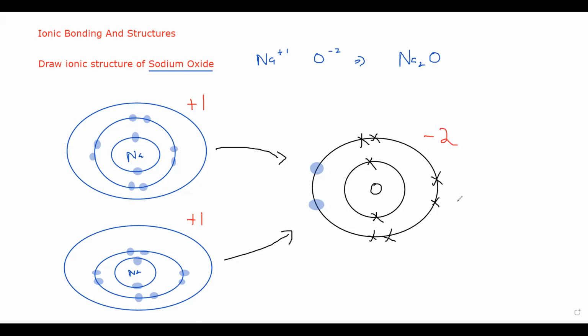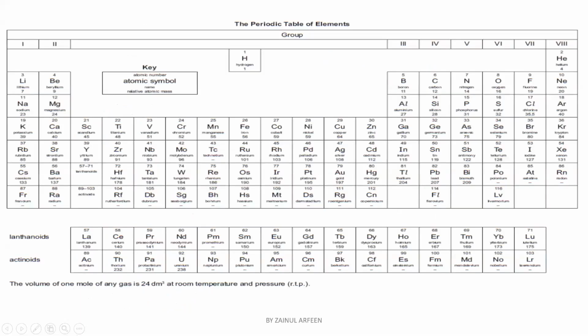Another example: we want to draw the ionic structure of calcium chloride. The first thing is to write the formula for calcium chloride. To do that, we check the position. This is calcium, group 2, so its valency is plus 2, and chlorine is group 7, so its valency is minus 1. So what will be the formula of calcium chloride?